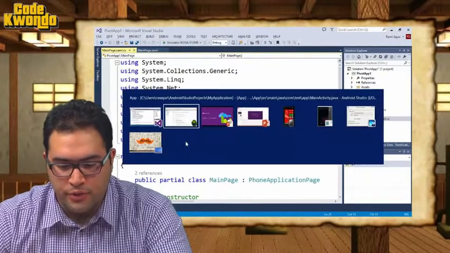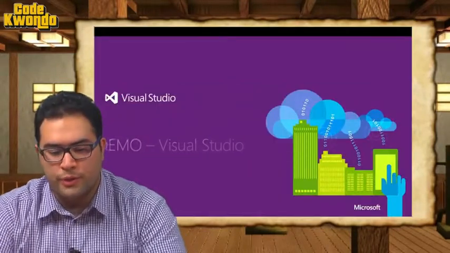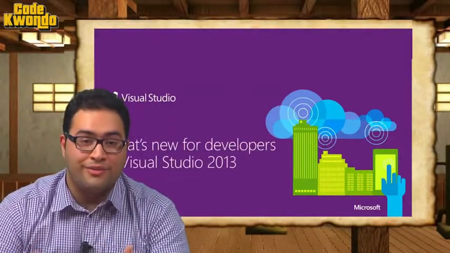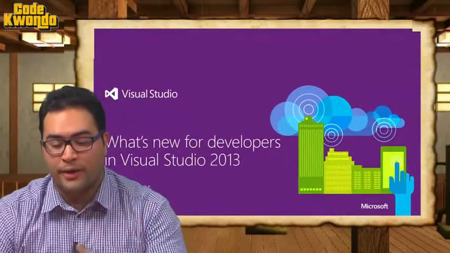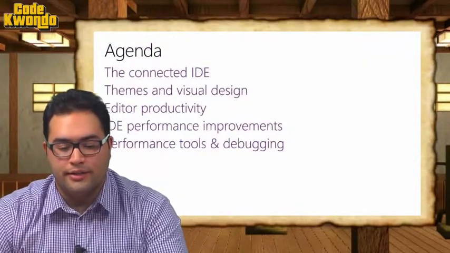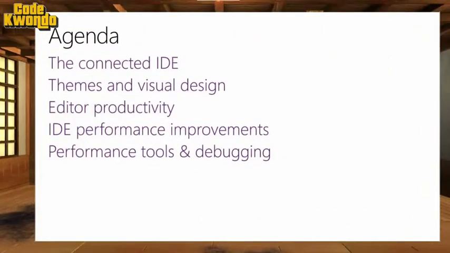So without further ado, let's talk about what's new in Visual Studio 2013. If you've used Visual Studio before, you'll see what's new. And if you haven't, well, you'll see what's really cool and what's really hot and what just came out. So a smaller agenda for this part of the segment. We're going to talk about how Visual Studio is slowly moving towards becoming a connected IDE. We'll talk about the new themes and visual design of Visual Studio. I'll show you some of the cool editor productivity tools, and we'll take a look at the IDE performance improvements and some performance tools and how you have some enhanced debugging tools as well.